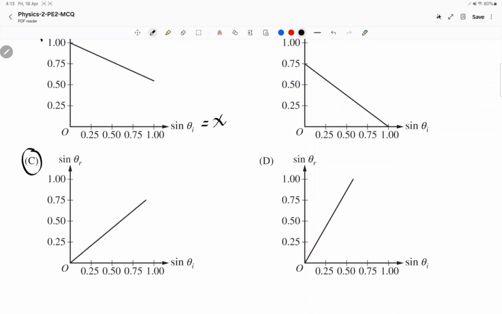If someone's confused about why the slope in D is not the answer, we can find the slope. So we can say 0, 0 with, let's say, that.